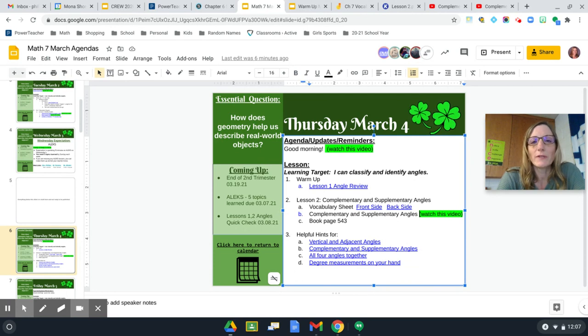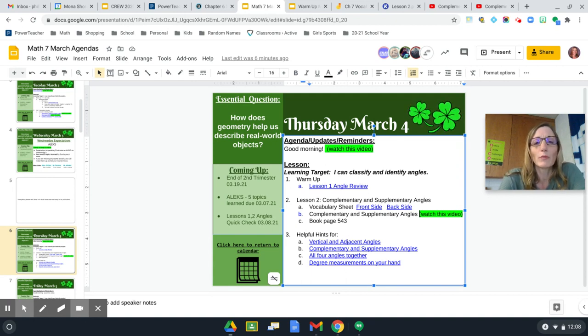So we spent a couple days this week doing lesson 1, being able to classify and identify angles such as obtuse, acute, right, straight, vertical, and adjacent. And today in lesson 2, we're going to get into complementary and supplementary angles. To review what you did in lesson 1, you're going to start with a warm-up today.